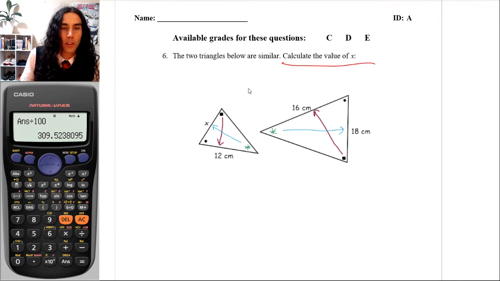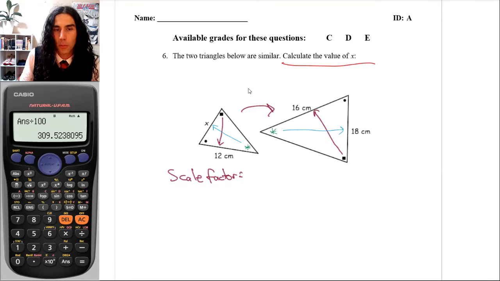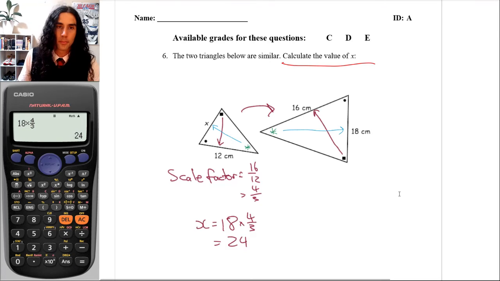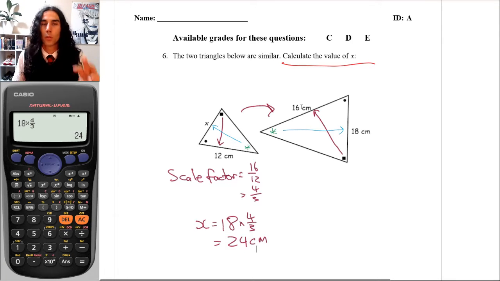Good. So let's do scale factor first, and then going from that one to that one. Scale factor of that one was our 16 over 12, 4/3. So x is take the 18 times it by 4/3, 24. I don't know whether they gave centimeters or not. Yes, they do. Centimeters. Done. Scrolling down.